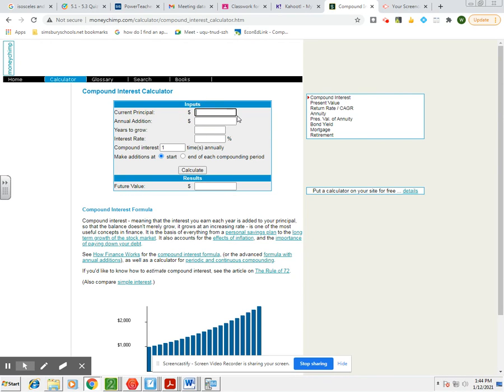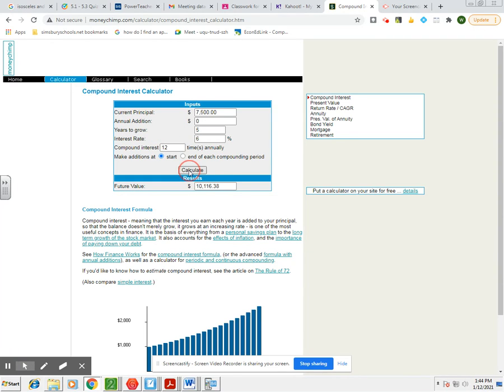So current principal equals 7,500. Annual addition, that means I'm not going to add any more money, because sometimes in a bank you add money and you withdraw money. Years to grow, that will be 5 years. Interest rate, now in this case, they want the interest rate as a percent, so that will be 6. Okay, compounded, how many times? I think we said 12.